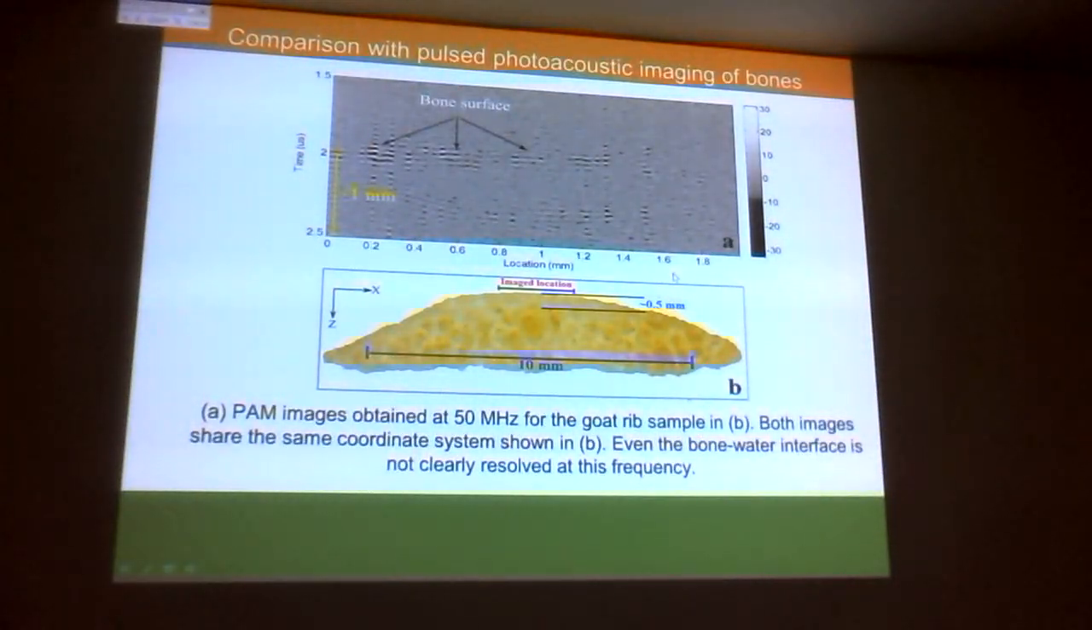So compare that with pulse photoacoustic imaging, and we sent that to the University of Michigan. And we did imaging at 50 megahertz. This is a photoacoustic image obtained at 50 megahertz of the sample. And then we have the same coordinate system. We don't see very much with that. That's because both the optical and the acoustic field are scattering. Even the interface is not involved as much.